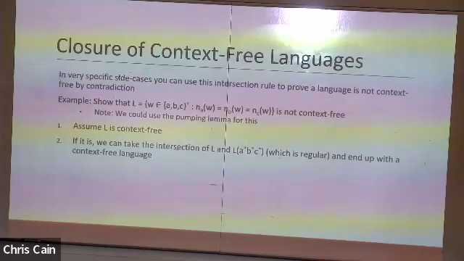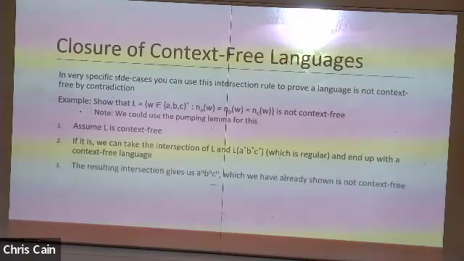More or less. In fact, we proved that it wasn't context-free via the pumping lemma. So given a query language, if you can find a regular language where the intersection of those two languages gives you a language that you've already proven is not context-free, then you can use that as the contradiction that says that this query language is not context-free. So the intersection is A to the N, B to the N, C to the N. We've already shown that that's not context-free.